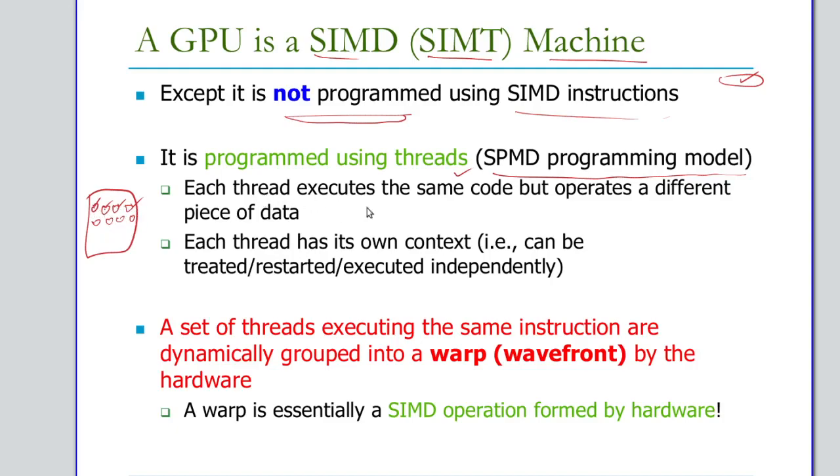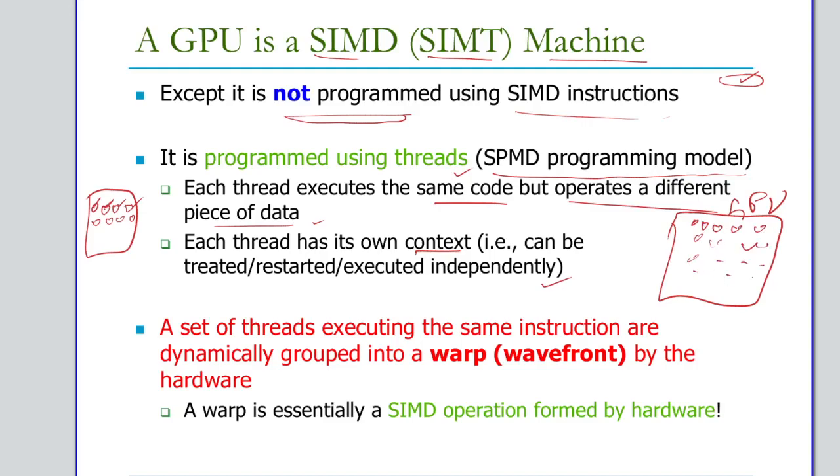So each thread executes the same code but operates on a different piece of data. Each thread has its own context. Okay, so each thread can be started, can be restarted, can be suspended, can be executed independently. Now, one more thing. In this GPU, you may have how many threads? Thousands of threads. I know you can launch thousands of threads.